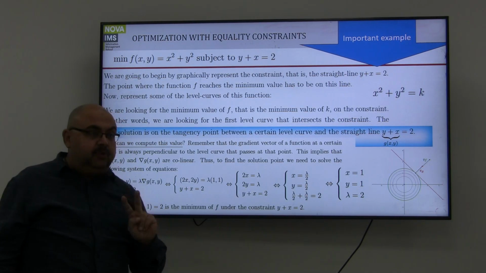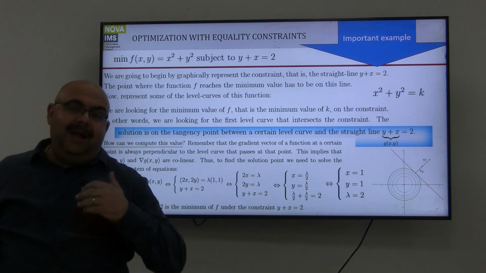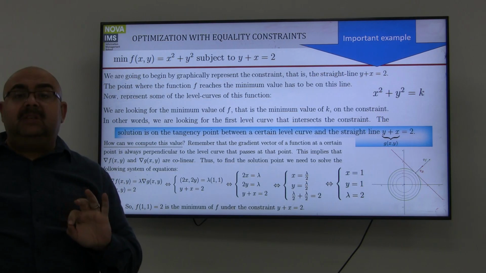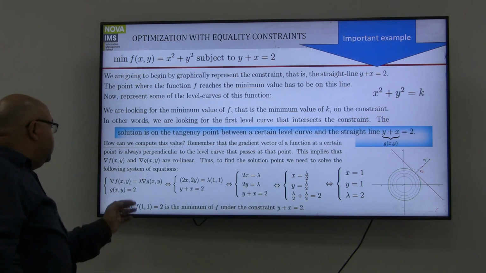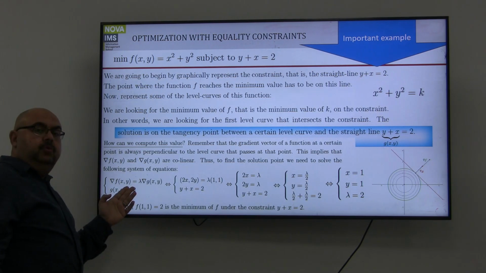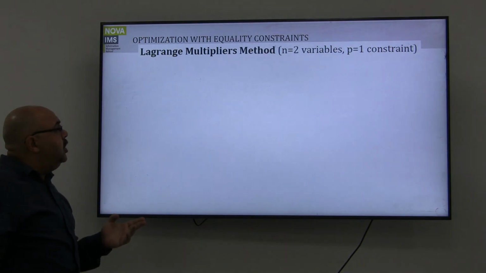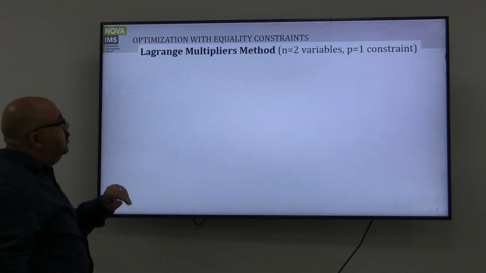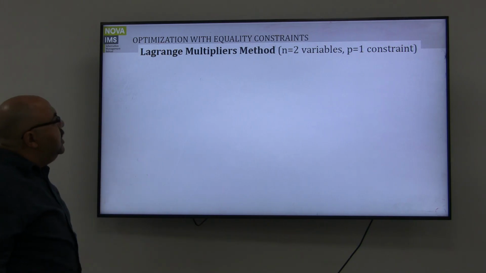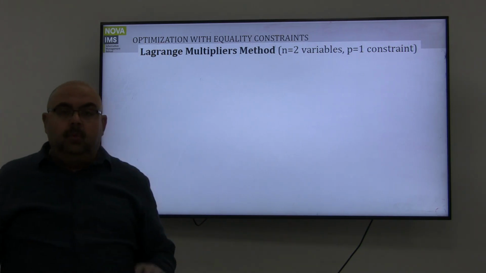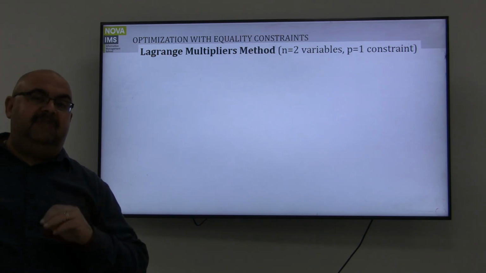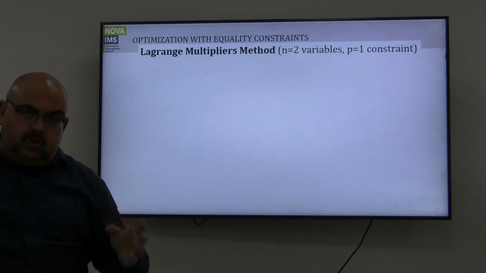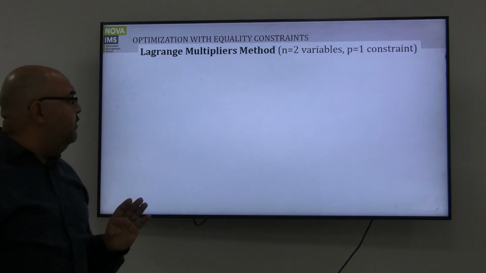So now we have two methods, the substitution method and the graphical method, and you can see they are very, very close to each other. From this point in the graphical solution, where the gradient vectors are equal to each other, we will use it to come to the Lagrange multiplier method, which is a generalization of the graphical method, or the calculus that's used in the graphical method. It's really very simple.